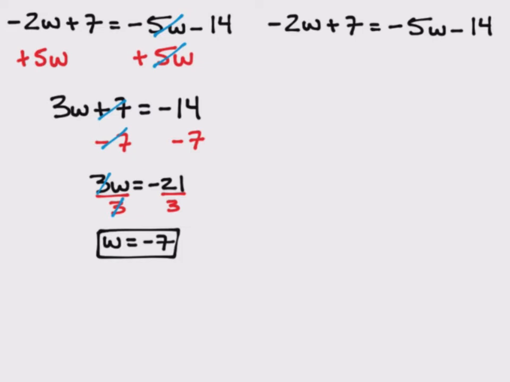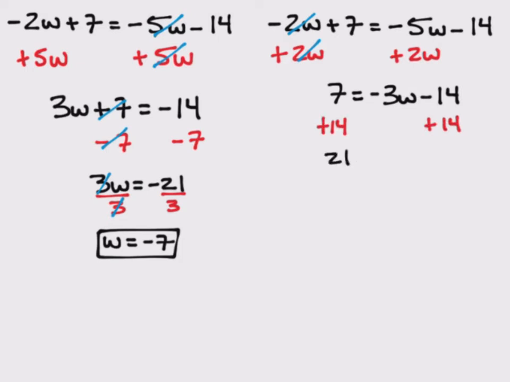Again, we don't know what w is, we don't know what 2w is, but that is a number. So if we add the same number, 2w, to both sides of this equation, that's totally legit. And again, we're left with a 2-step equation. This will be no problem for us. Let's start by adding 14 to both sides of it. And now let's divide both sides of this equation by negative 3.